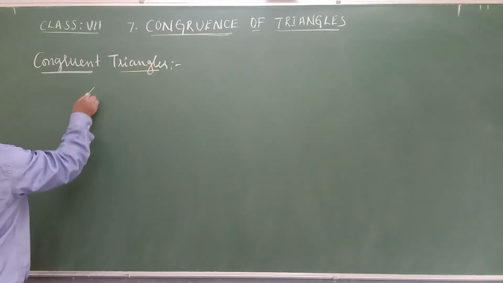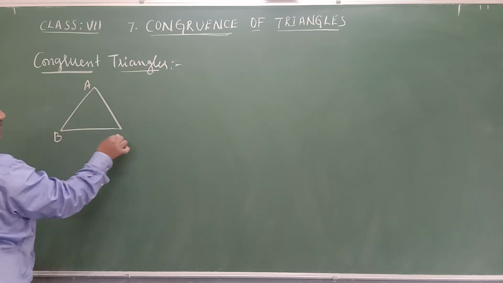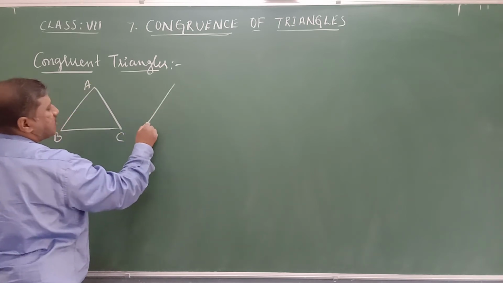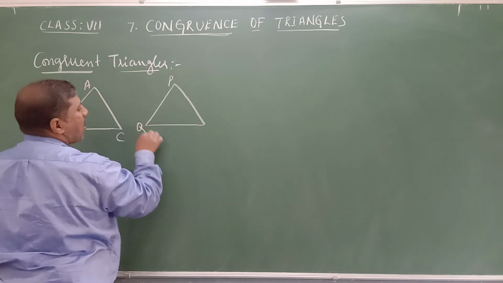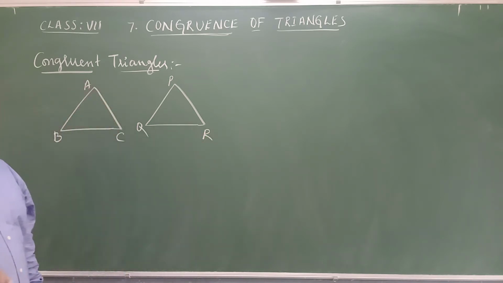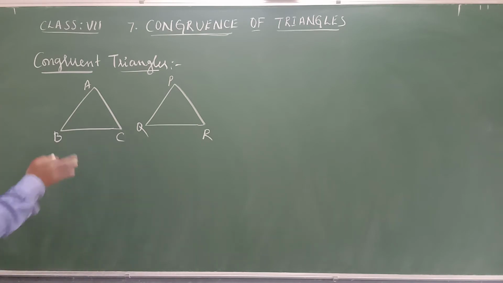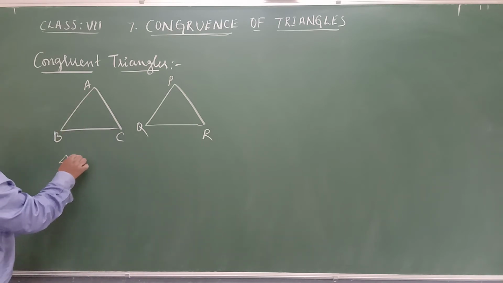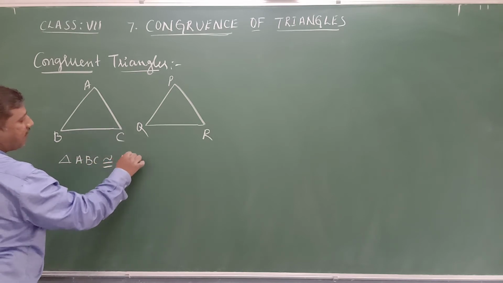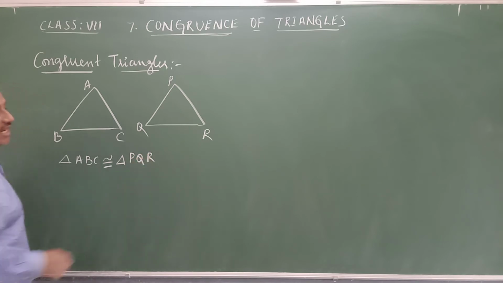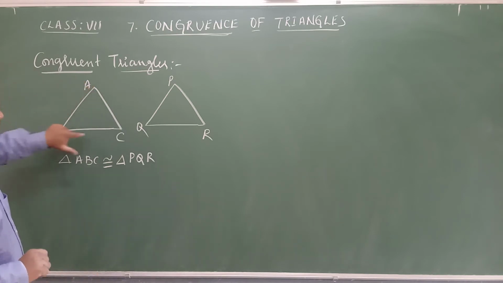For example, let triangle ABC be congruent to triangle PQR. They have the same shape. Here these two triangles are congruent triangles. How can we express this? Triangle ABC is congruent to triangle PQR. That is, bring triangle PQR and place it on triangle ABC.